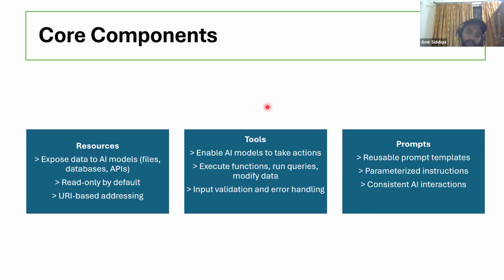Now, prompts are also one of the core components. You can write some functions to use prompt templates. You can call those prompt templates and they will give you a better output. You can also parameterize instructions, and this will give you consistent output because of this better prompting.